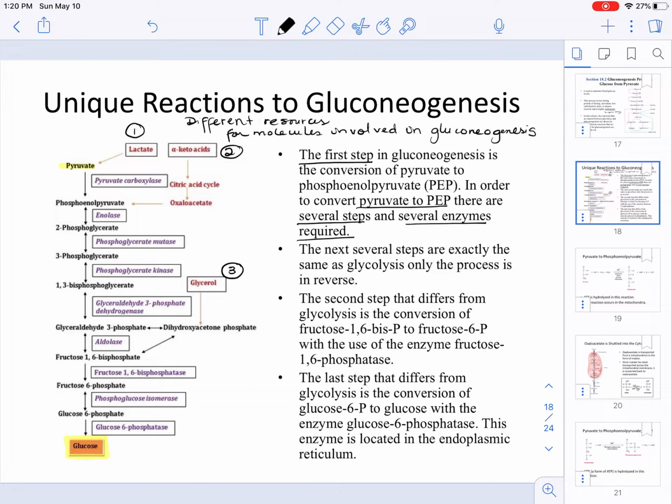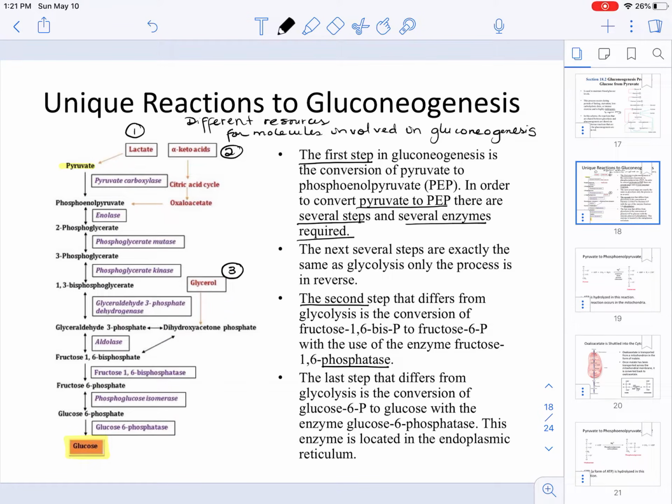After we have converted pyruvate to phosphoenolpyruvate, and we will be looking at those specific reactions more in detail in sequential slides, understand that the next few steps are the exact reactions that we saw in glycolysis, but in the reverse form. Then the second step that is different between gluconeogenesis and glycolysis, as you can see, is the conversion of fructose 1,6-bisphosphate to fructose 6-phosphate. Understand that in this case, because we need to remove a phosphate, we need to utilize a phosphatase, which is a hydrolase enzyme.